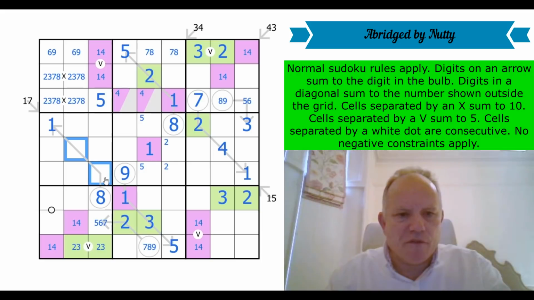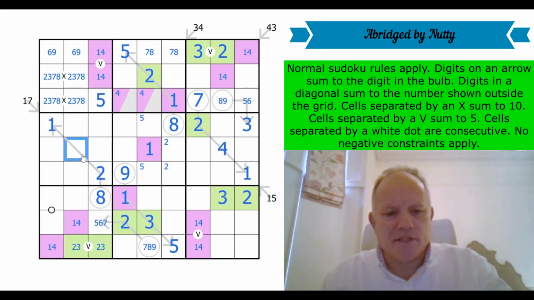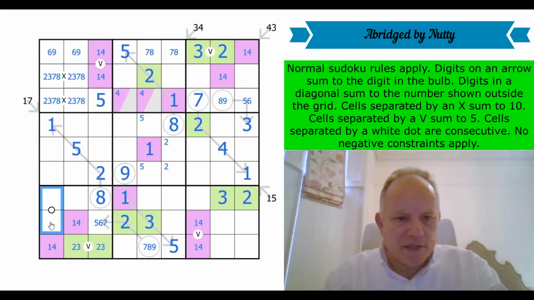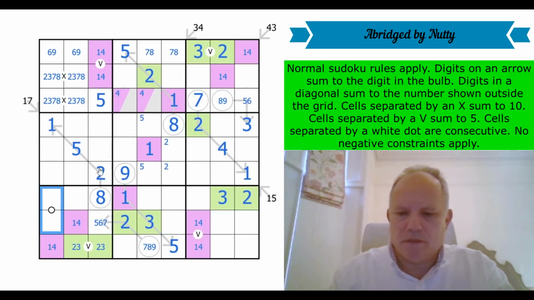Is it 1, 3, 4 or 1, 2, 5? Right, it's not 1, 3, 4 because neither of those cells can be a 4 because of that 4 and that pair. So it's 1, 2, 5. We know which way around. There you go. Thanks to that 5. So now there's a 5 on this circle.